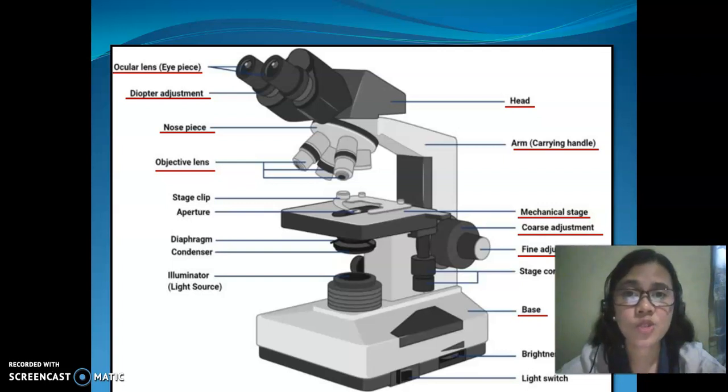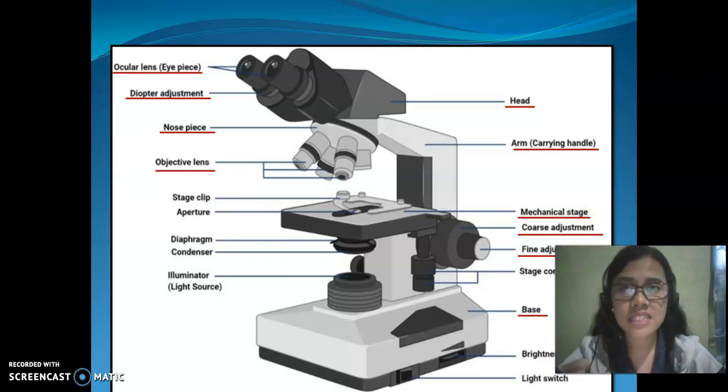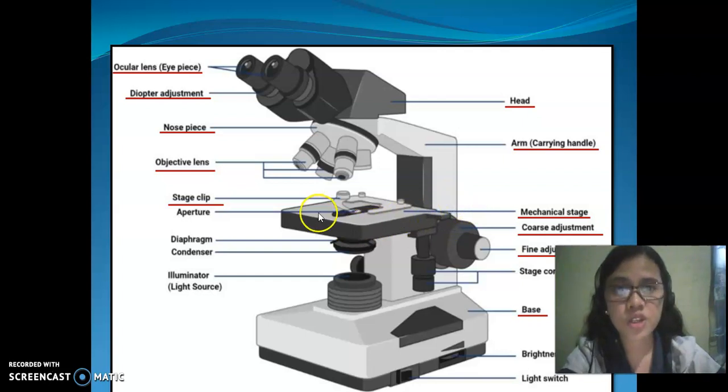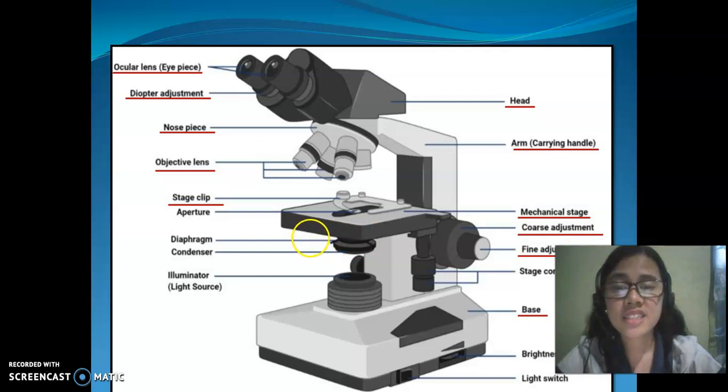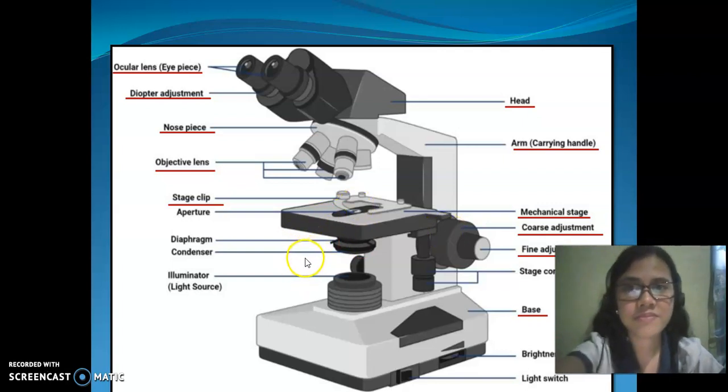This is the section on which the specimen is placed for viewing. They have stage clips, the smaller ones here. The stage clips hold the specimen slides in place. The most common stage is a mechanical stage, as you can see here in the picture, which allows the control of the slides by moving the slides using the mechanical knobs on the stage instead of moving it manually.